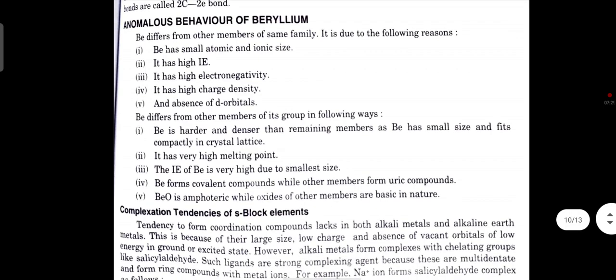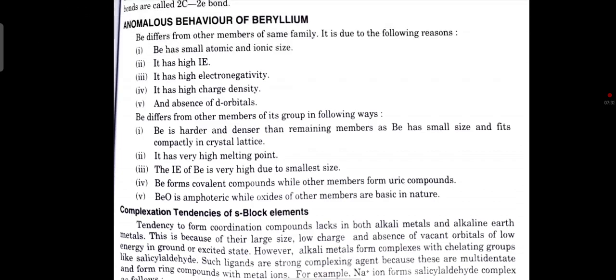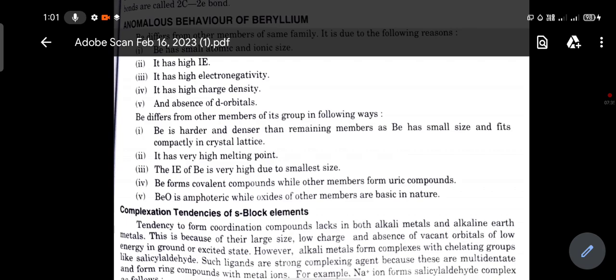It is due to the following reasons. Beryllium has small atomic and ionic radii. It shows high ionization enthalpy. It shows high electronegativity. It shows high charge density. And the absence of d orbitals. Beryllium differs from other members of its group in the following ways.